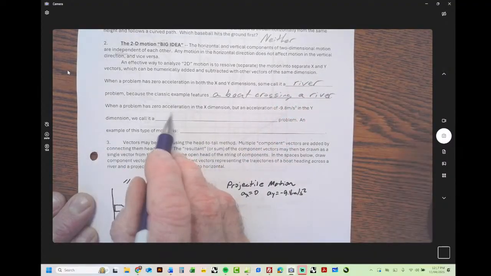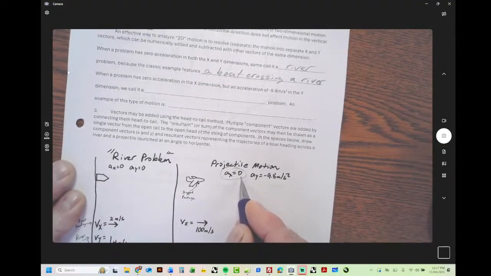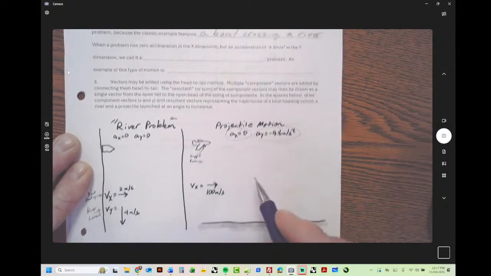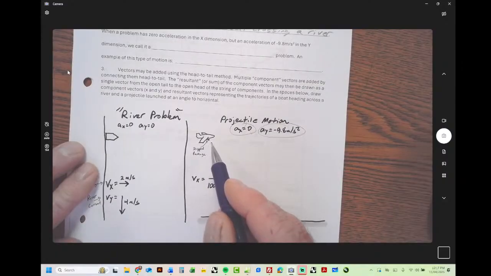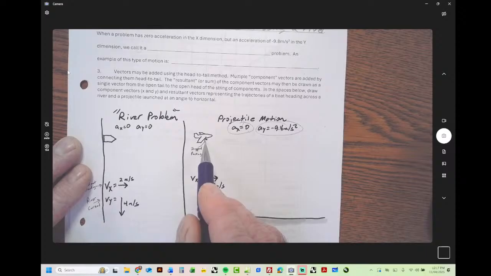And when a problem has zero acceleration in the x dimension, like this one, but at the same time it's got negative 9.8 acceleration in the y dimension, then it's more like a bomb problem, except we don't call them that. We call it projectile motion problems.